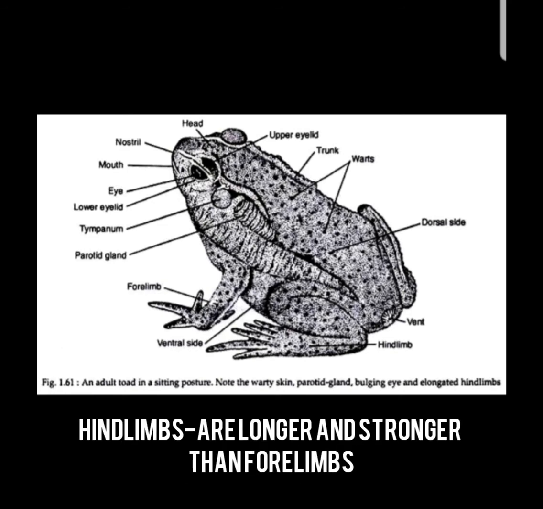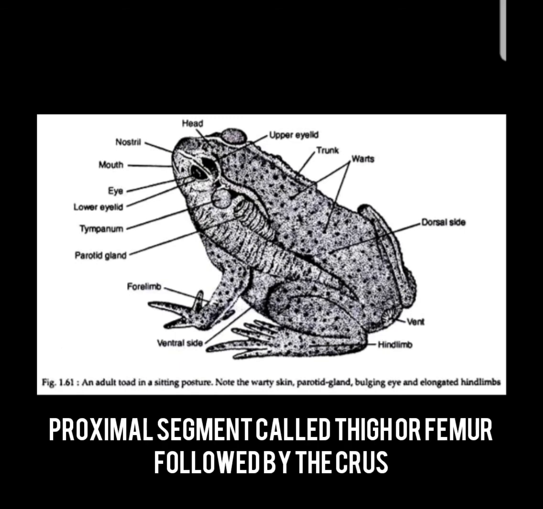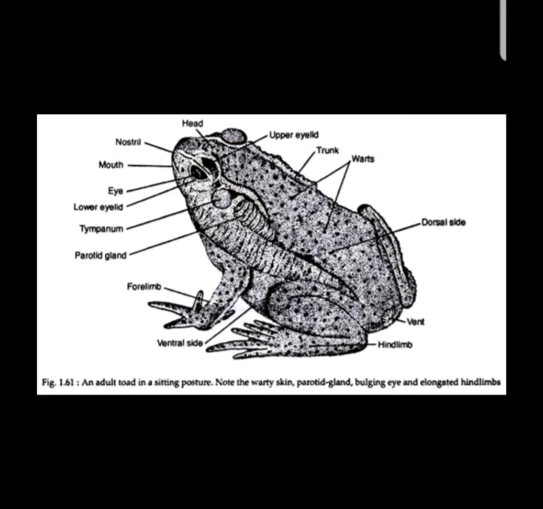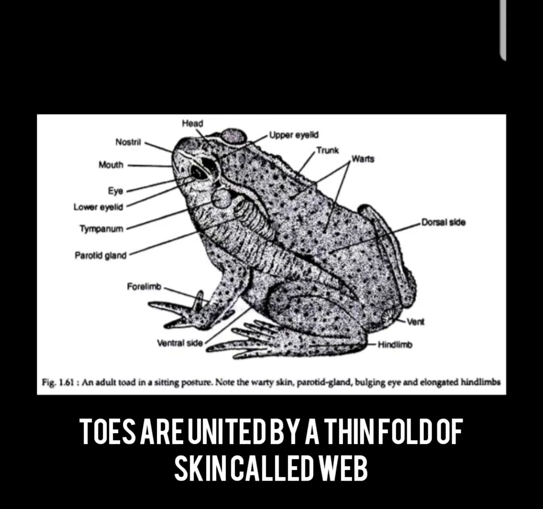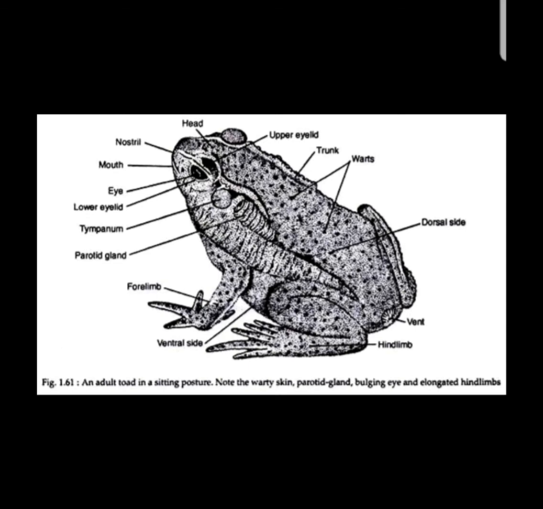Hind limbs are longer and stronger than forelimbs. Each hind limb consists of a proximal segment called the thigh or femur, which is followed by the crus. Situated away from it is a pes and 5 slender digits. The toes are united by a thin fold of skin called web. So that would be all for the anatomy and function of the external parts of a toad.